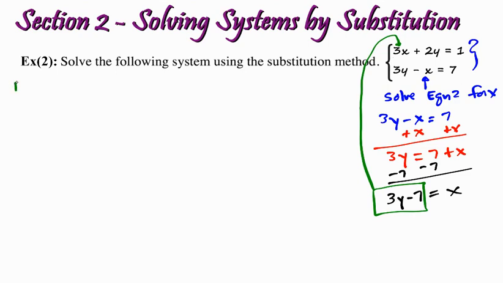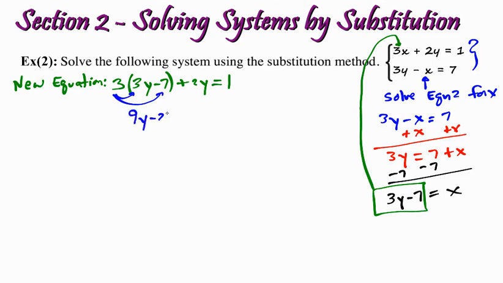So now we will write our new equation. We said there's a 3 times x, but I'm going to replace x with (3y minus 7). I'm using parentheses to show that I just did a substitution of the variable, plus 2y equals 1. Now we can use the distributive property to multiply 3 through the parentheses. That gives us 9y minus 21 plus 2y equals 1.